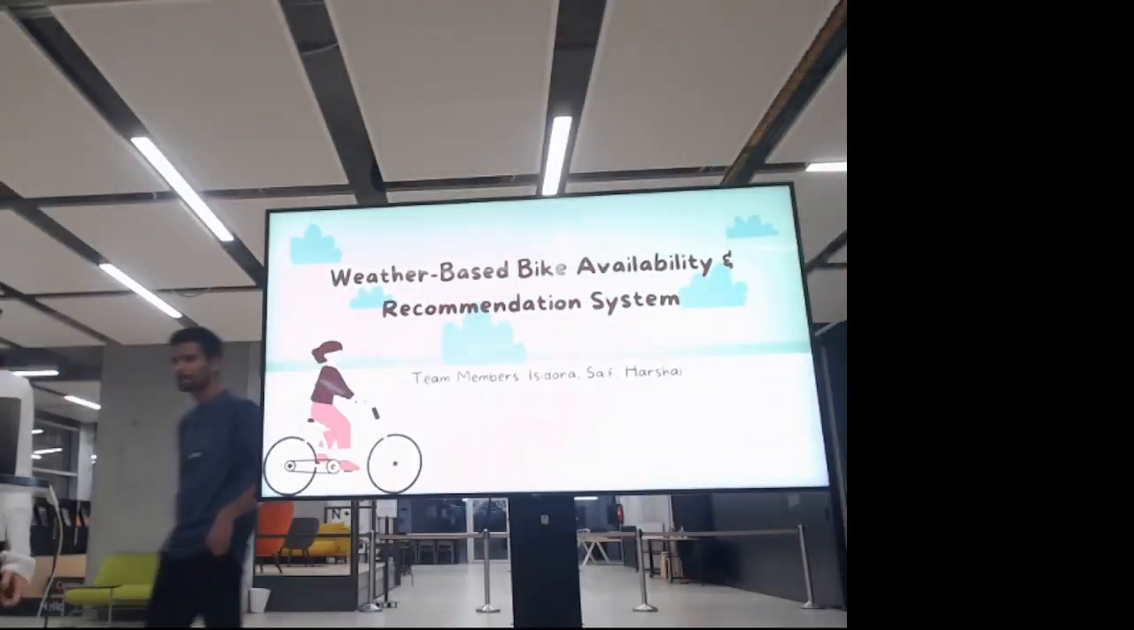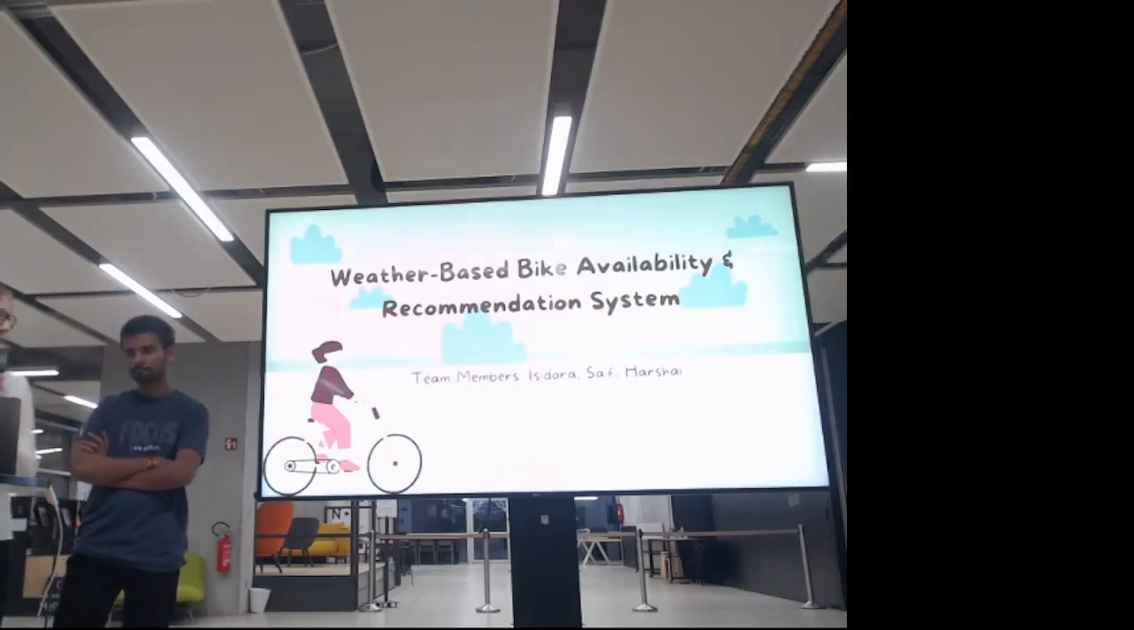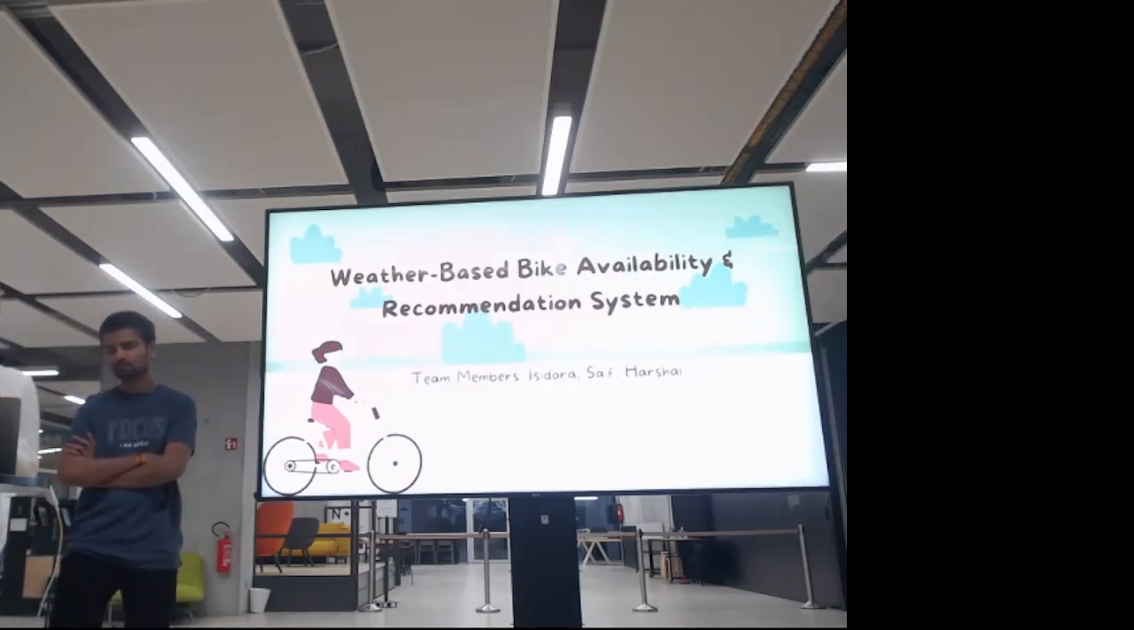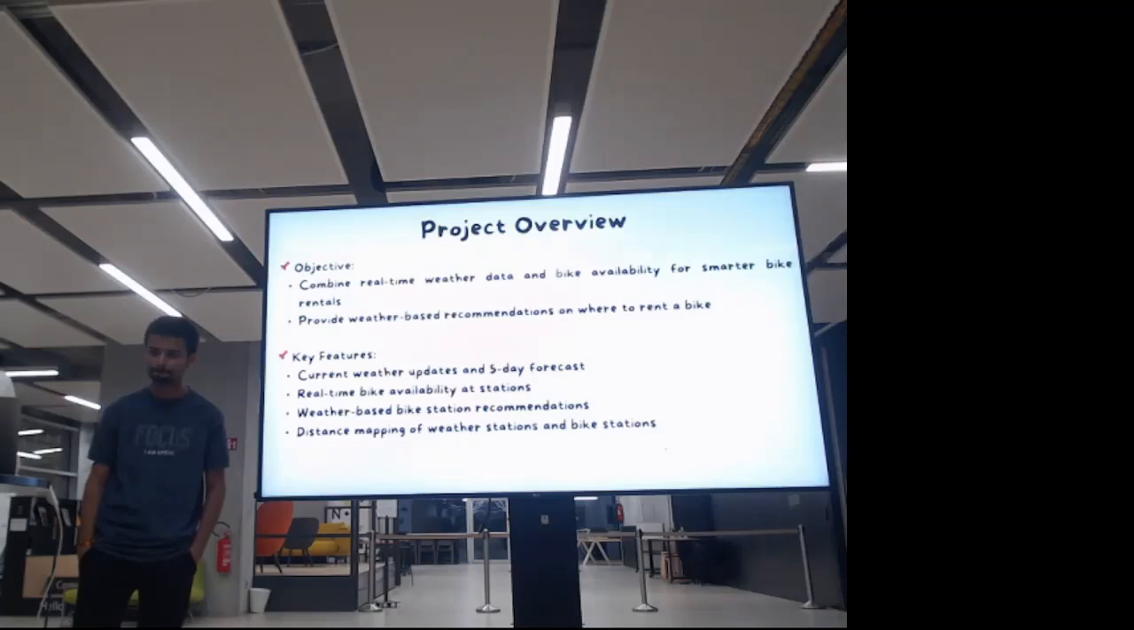Hello. So today I'm going to present our project, which our team built: Isadora, Saif, and Harshal. Our project combines two APIs, the weather API and the bike API, and the goal was to create smart recommendations for users. So the goal was to combine real-time weather data with bike availability for smarter bike rentals. It provides a weather-based recommendation on where and when it is best to rent a bike.